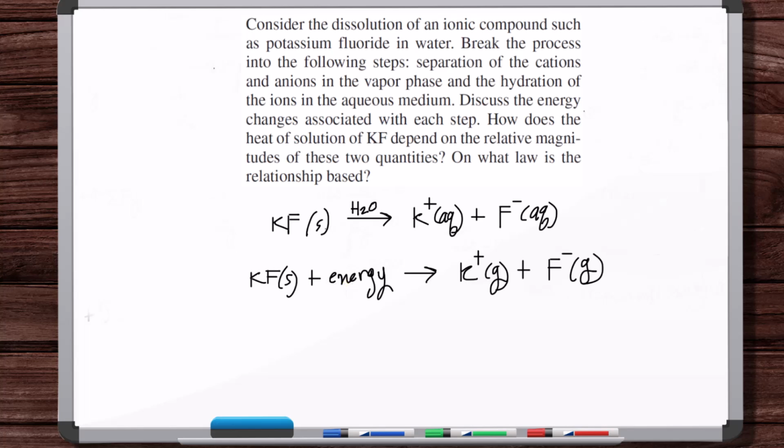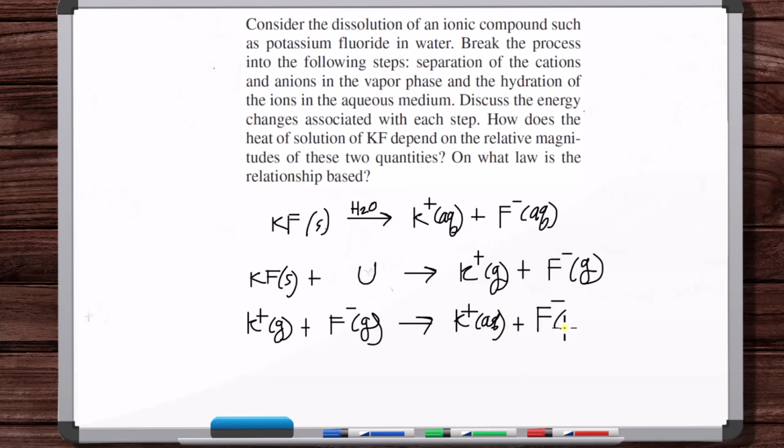So we can put U here for lattice energy. Now, going from here to the hydration, you have K+ gas plus F- gas, and that results in K+ aqueous plus F- aqueous, and this gives off energy. What energy does this give off? The heat of hydration. So we've just broken the process up into these separate steps, and we discussed the energy changes associated with each step.